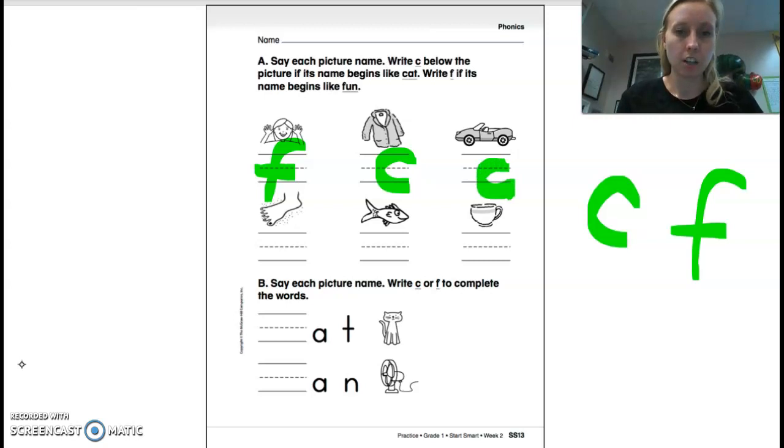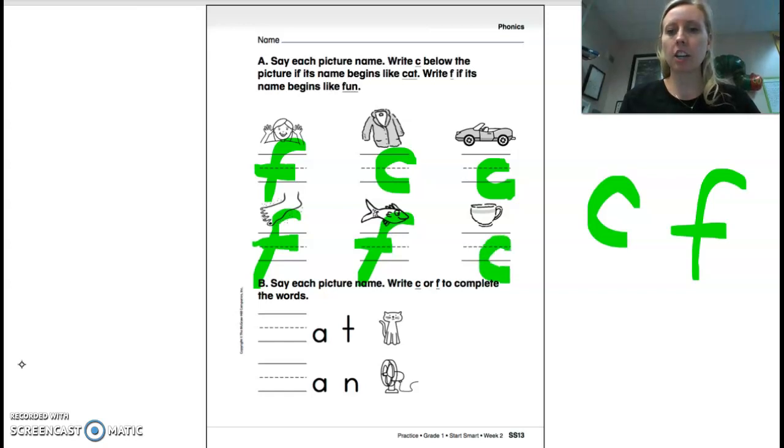See? This is a foot. 3, 2, 1. This is a fish. 3, 2, 1. Fish. It starts with an F sound. And this is cup. 3, 2, 1. Cup.